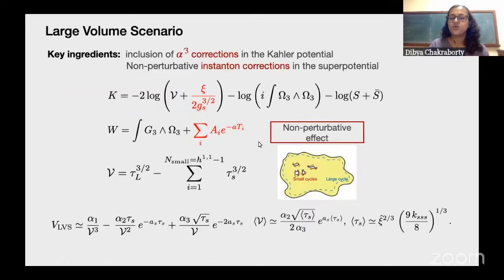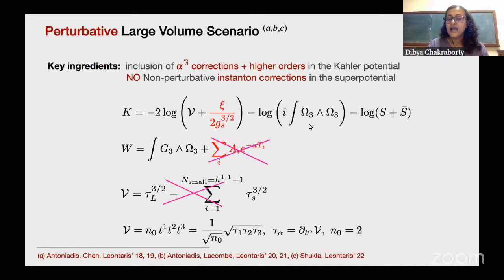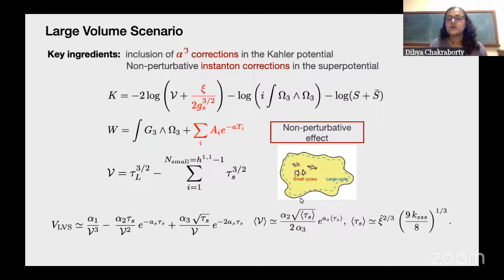I will add no non-perturbative effects, and I will also take a different form of the volume, because in the large volume scenario, the total volume is written as a four-cycle volume minus other terms. There is a large cycle and there are some small cycles, and these small cycles are basically hollow cycles. So if they increase in size, that will decrease the overall volume.